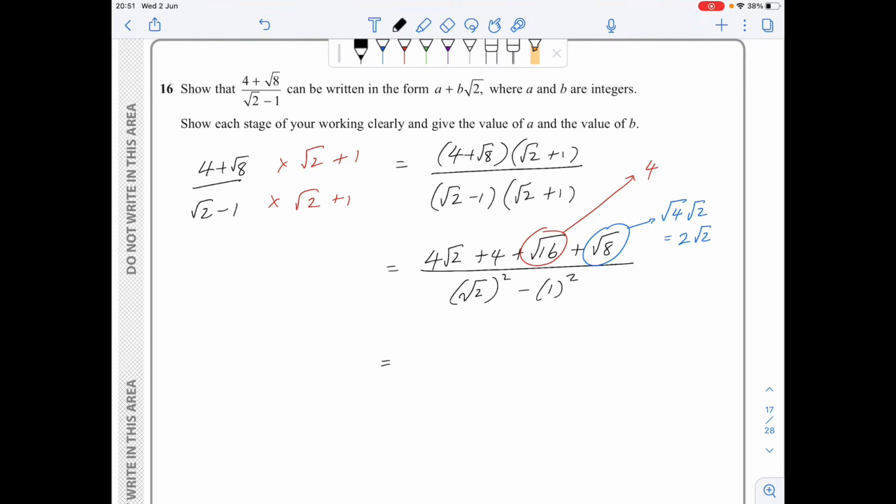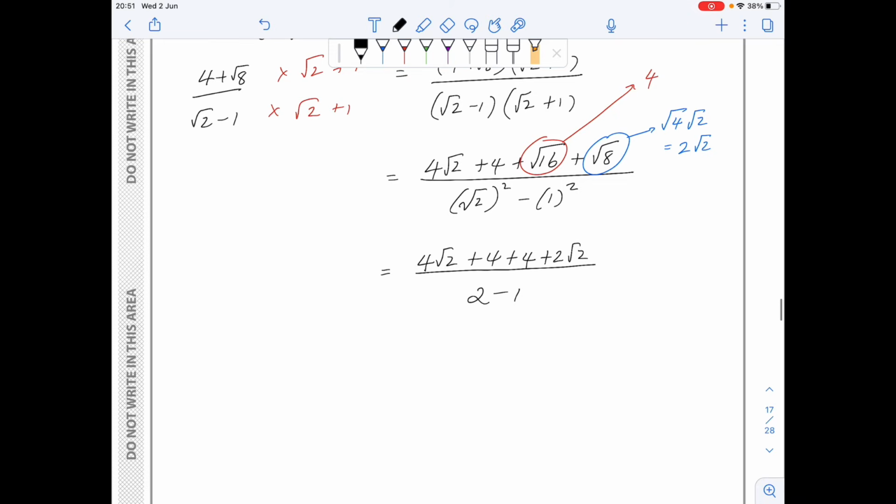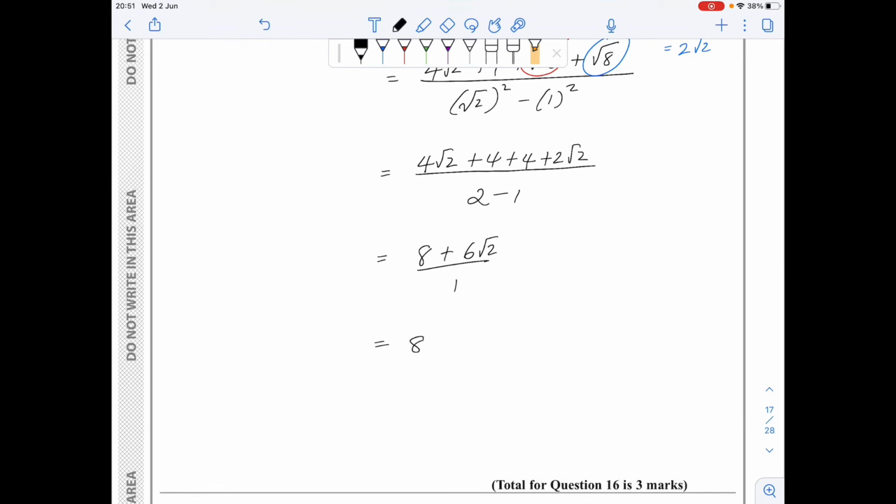So this will simplify to 4 square root of 2 plus 4 plus 4 plus 2 root 2 all over, and now square root of 2 squared is just 2, minus 1. So this simplifies to 8 plus 6 square root of 2 over 1, or simply 8 plus 6 square root of 2.